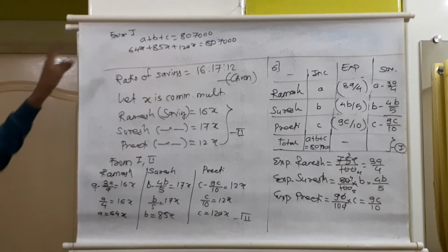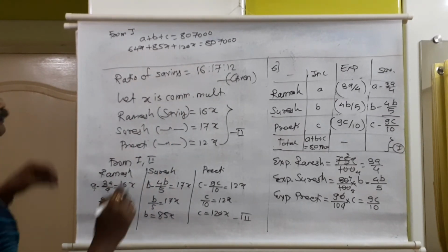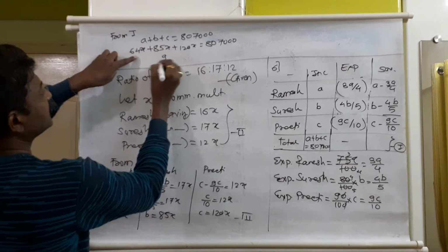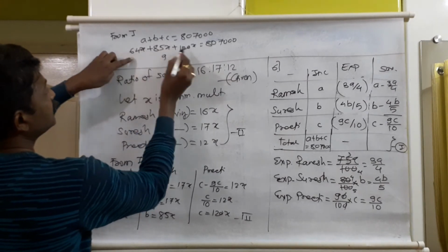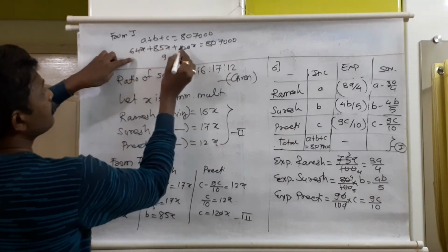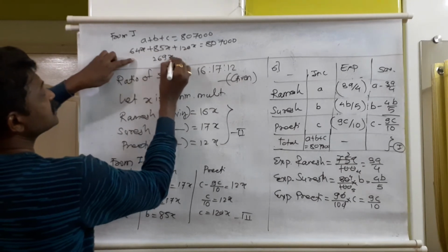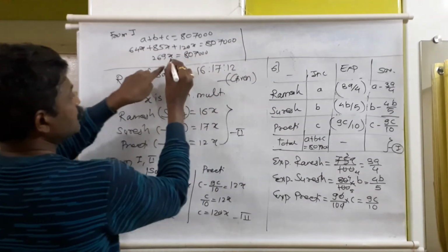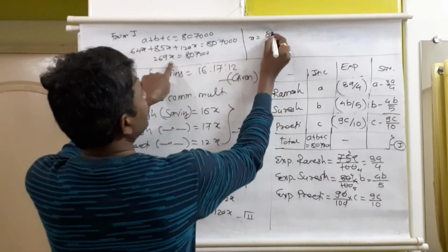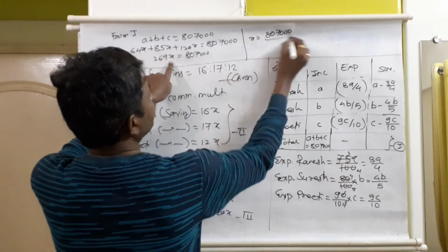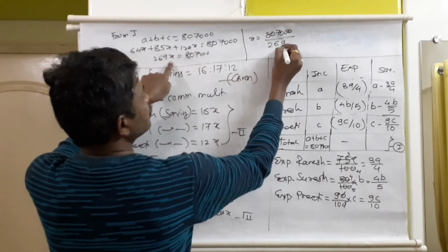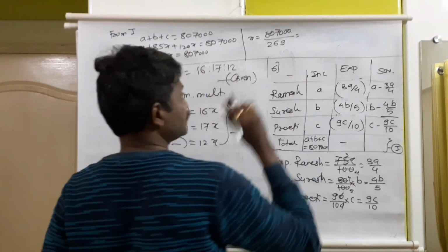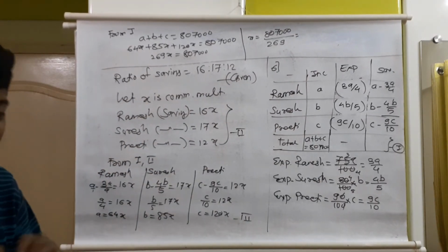If we add this, 64 plus 85 plus 120, it will be 5 plus 4, 9, 6 plus 8, 14, plus 2, 16, carry 1, so 269x is equal to 8,07,000. So x will be equal to 8,07,000 divided by 269. This division will give us the value of x.